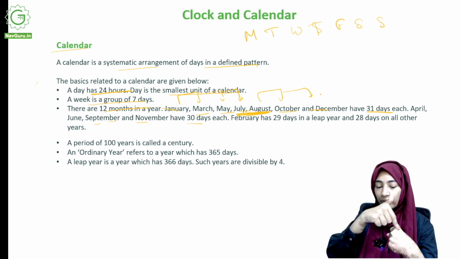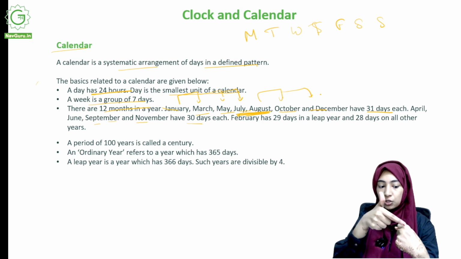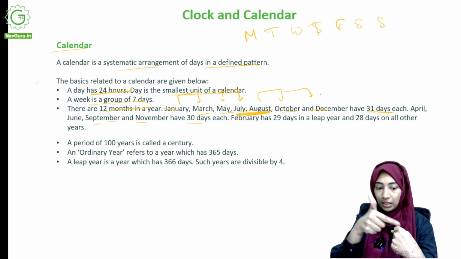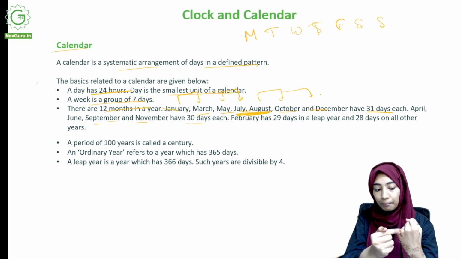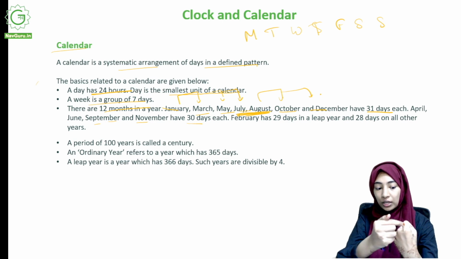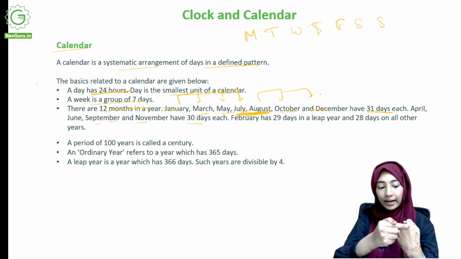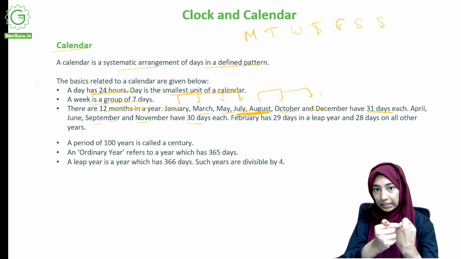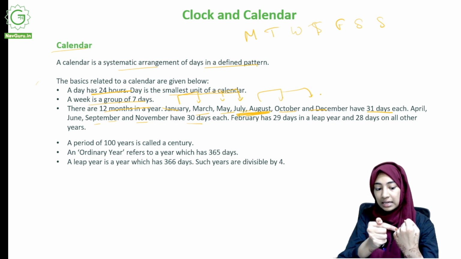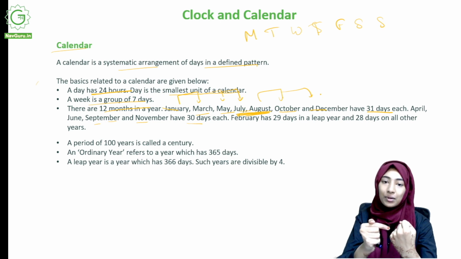Now you have reached an end, so you need to go back. You start again from July: July 31, August 31. So it's Jan, Feb, March, April, May, June, July, and then you go back, so August again has 31 days. September 30 days, October 31 days, November 30 days, December 31 days.